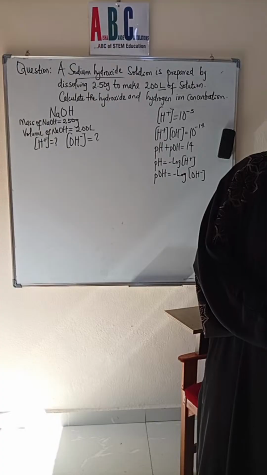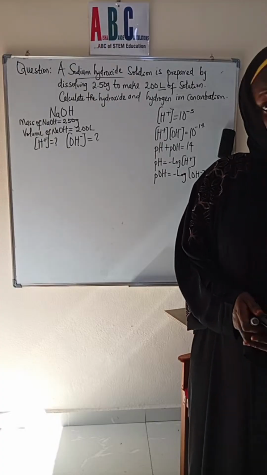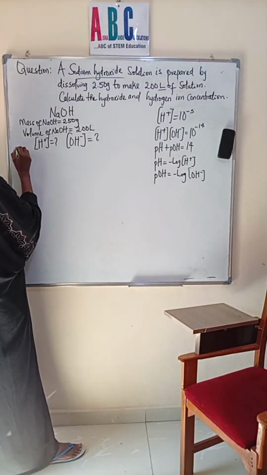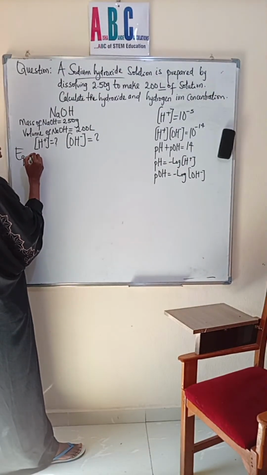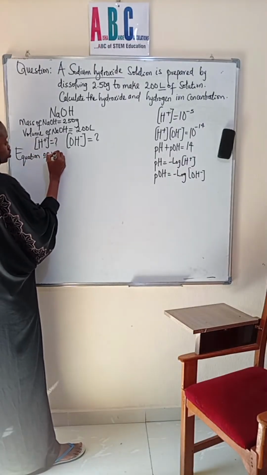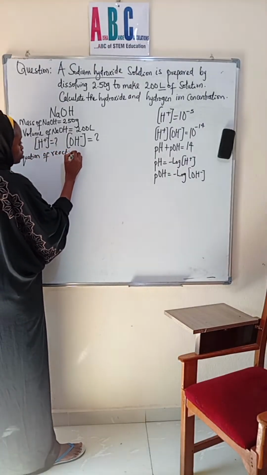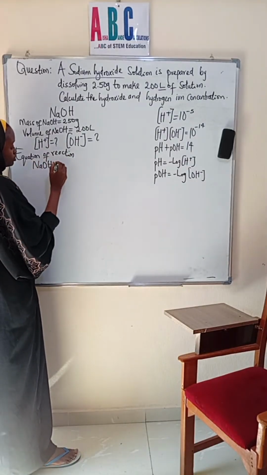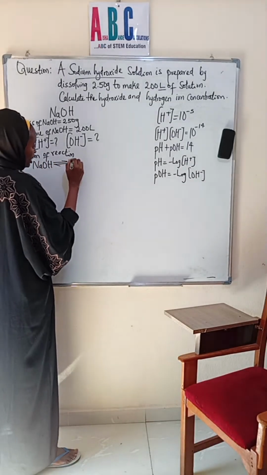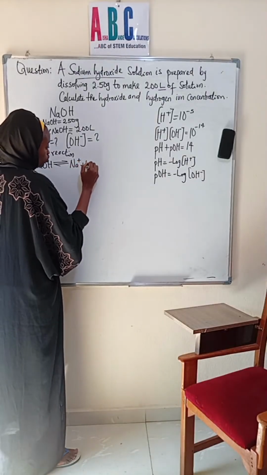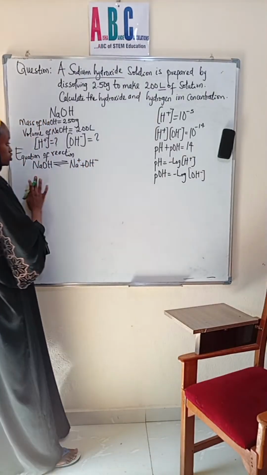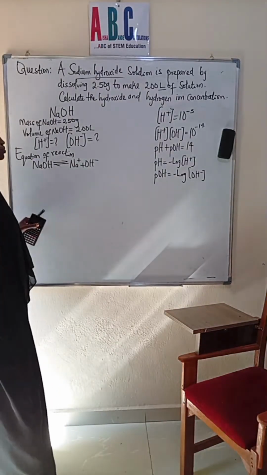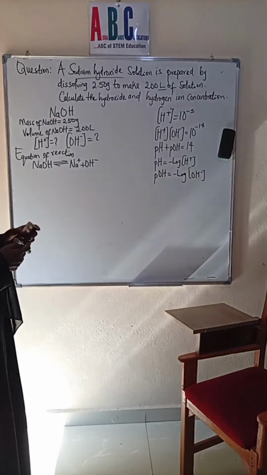So the first thing we are going to do is to write the equation of reaction. So this is sodium hydroxide, and if you're writing the equation of reaction of sodium hydroxide, we know this is going to be Na plus, what? OH minus. So this is the balanced equation for the reaction. This is step 1. Okay?